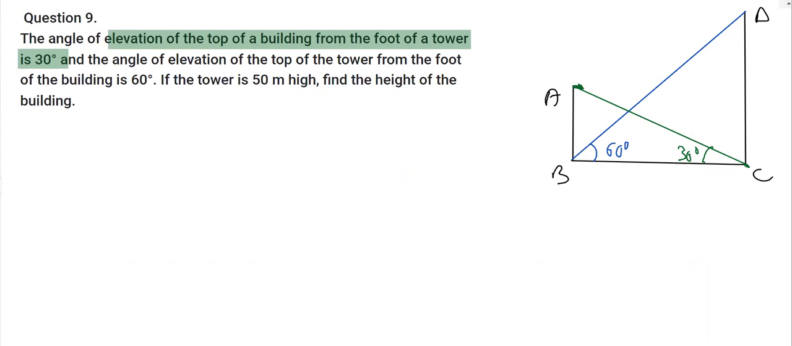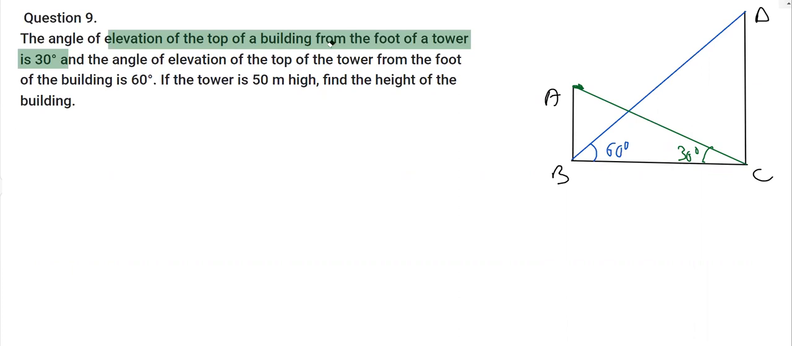So it's very important to understand. Most of you write opposite or randomly anything, which is wrong. So you need to understand the elevation of the top of the building. So therefore, AB is the building. So once we identify that, this is the building.